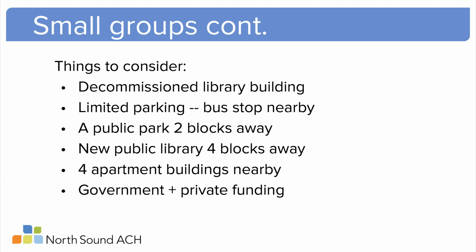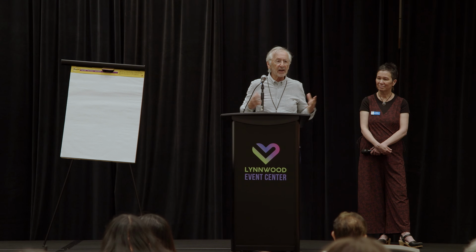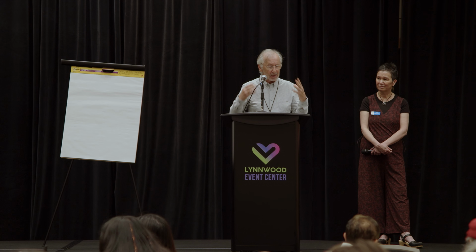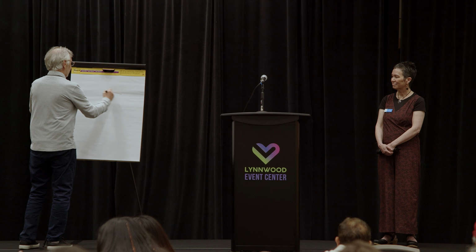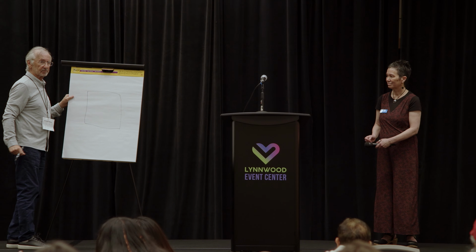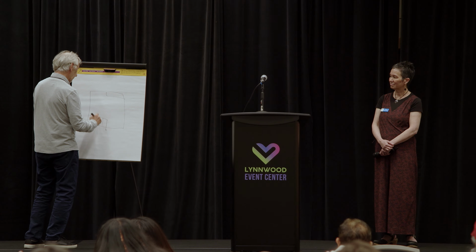There are 4 apartment buildings with 89 units nearby, and there is some government and private funding in place, enough to know that this project will happen. Your task in small groups is to do a conceptual, a draft, something very simple. It could look like this. The existing library, and you would decide 5 offices here, 5 offices here.